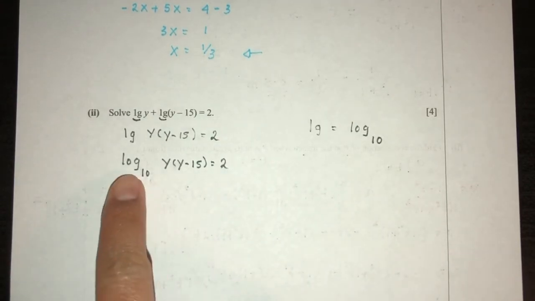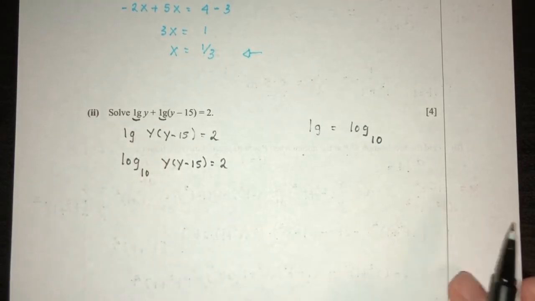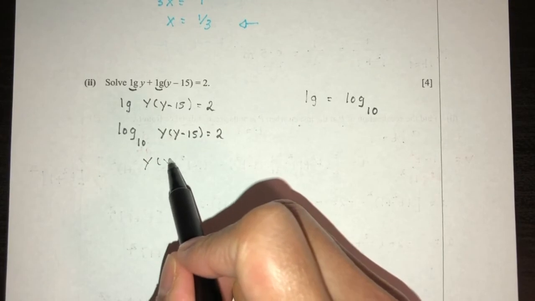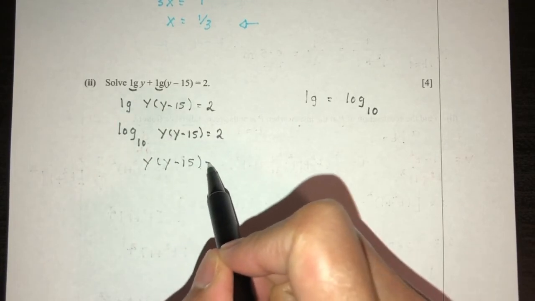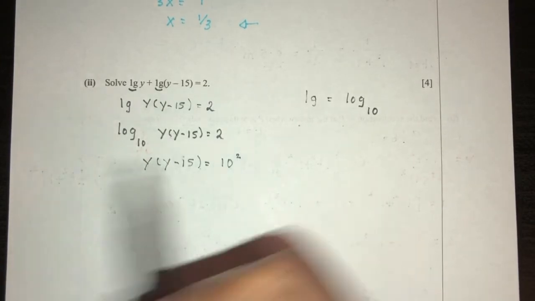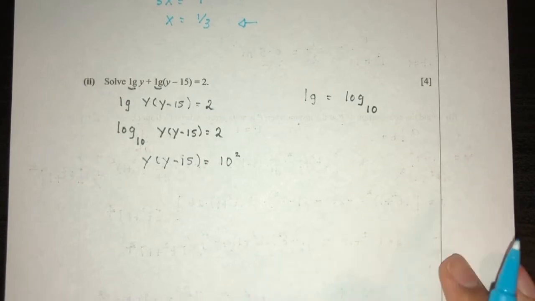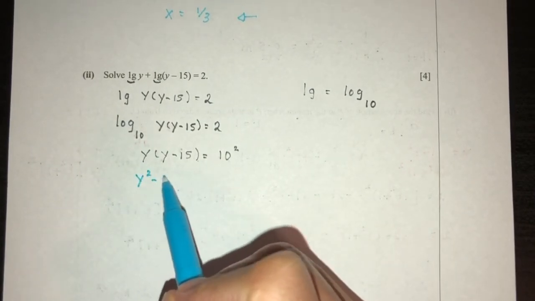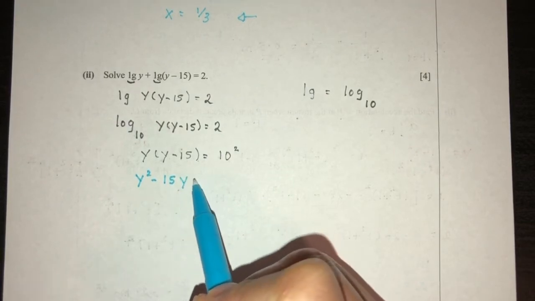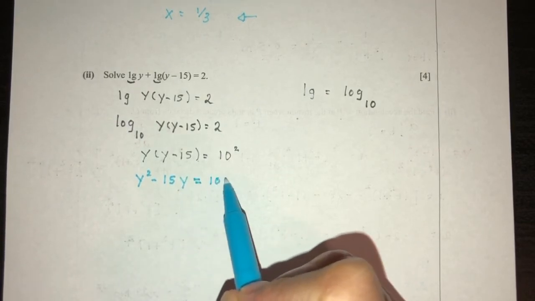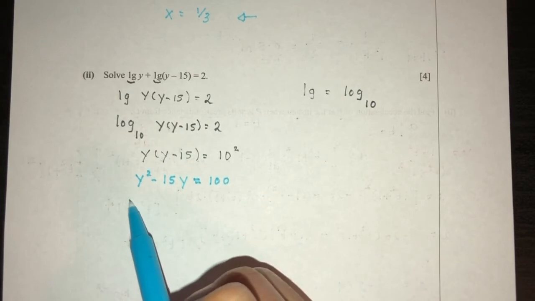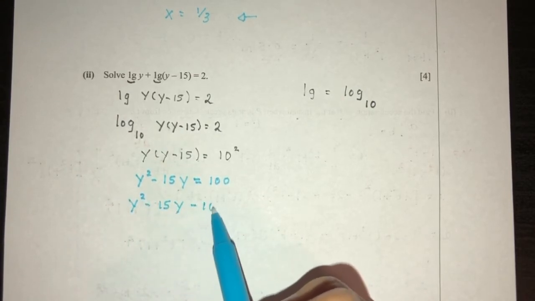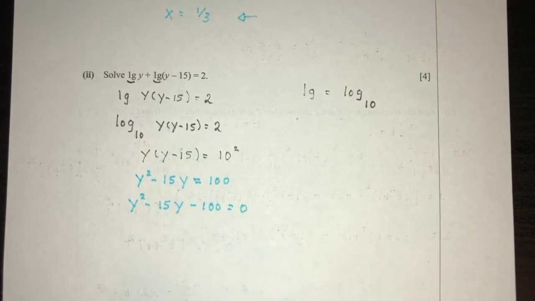Now you want to eliminate this log value. So we have to send this to this side. You will have this, y times y minus 15, equal to 10 power 2. So now we can solve. Expand the bracket, you will have y squared minus 15y equal to 100. Let's send everything to one side. You will have y squared minus 15y minus 100 equal to 0.